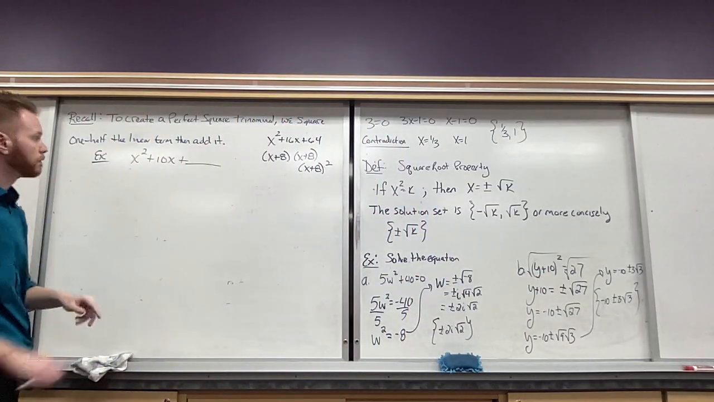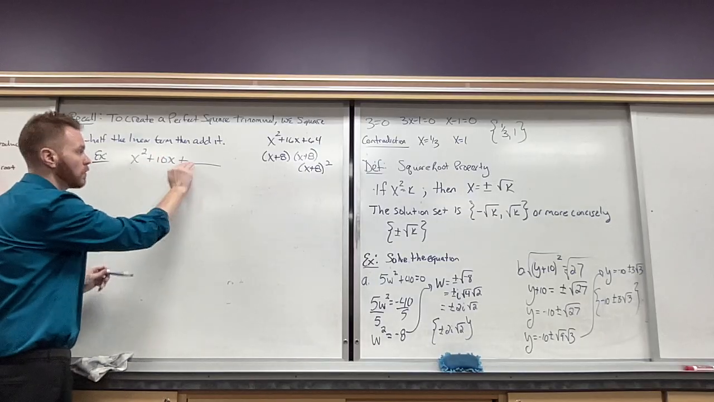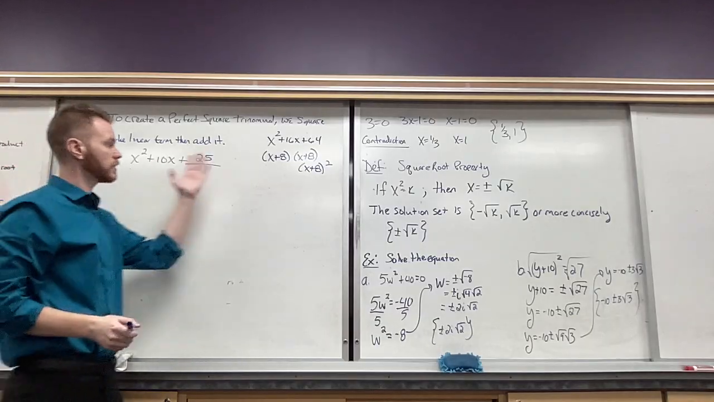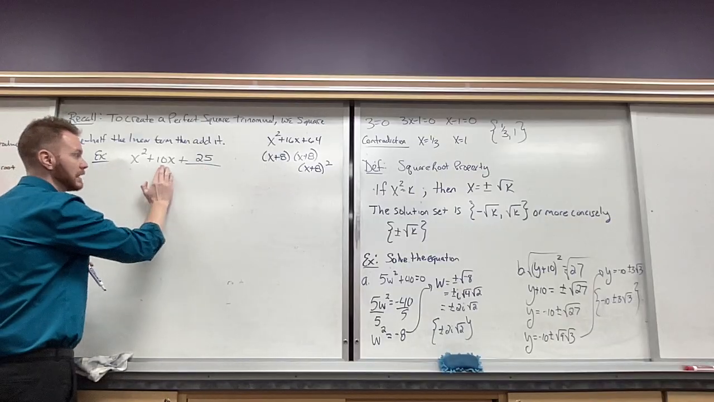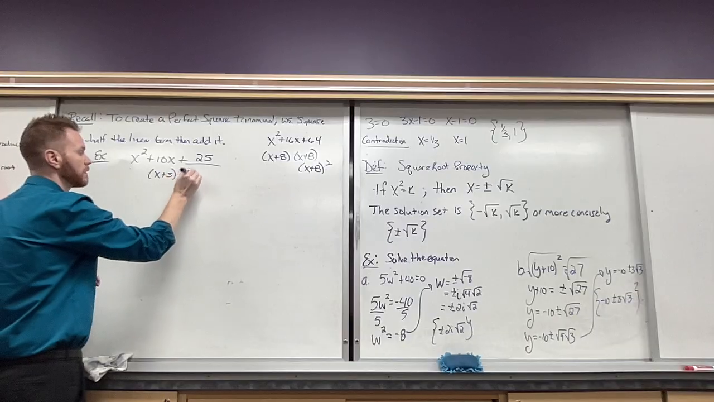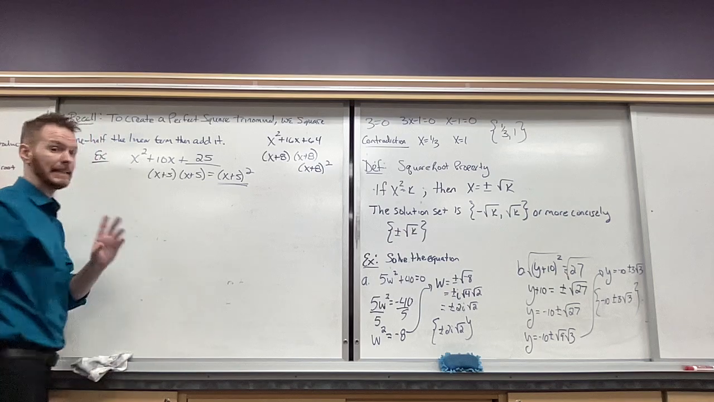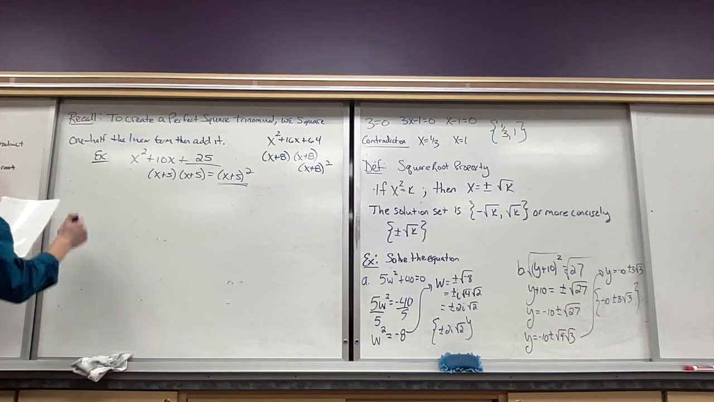Well, it's pretty simple. What you do is you take half of this guy, which is 5. Then you square it, which gives me 25. Now, does this lead to this? Yes. Factors of 25 that add to give me 10, 5 and 5. This is x plus 5, which becomes x plus 5 squared. So we get what we want out of the trinomial there. Okay? So we're going to use that process to help complete the square.